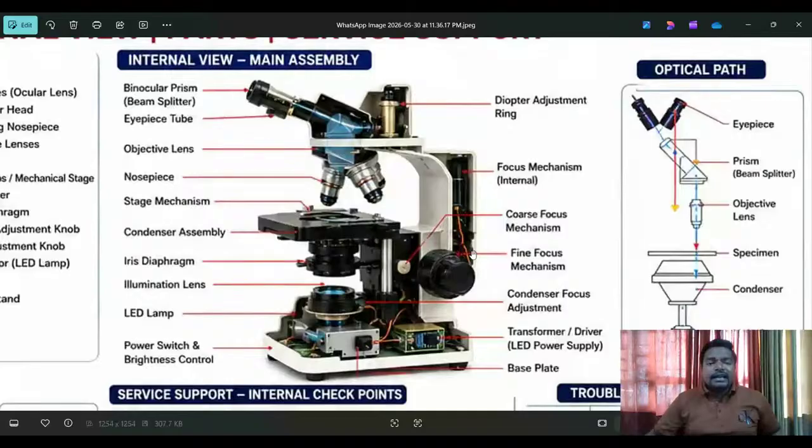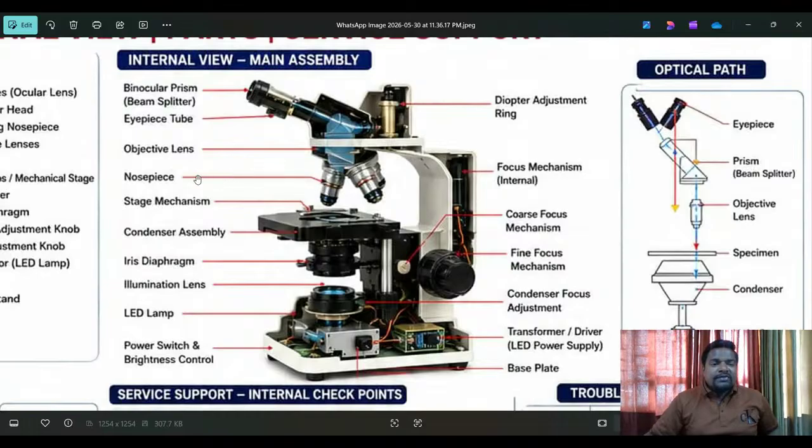See very clearly, if you open the equipment inside, it looks like that. Now I'm going to read each part. First of all, the binocular prism. This one is the binocular prism beam splitter. Next, the eyepiece tube. Next is the objective lens nosepiece.